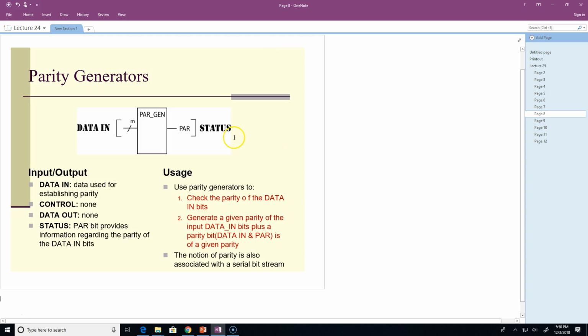Parity generators, we really didn't do that much with them. Generally speaking, you're going to look at a set of bits and tell me whether it has even or odd parity. That's kind of a parity checker. A parity generator means I'm going to add a bit, typically the parity bit, to the input bits to impose a specific parity on a set of numbers. So if I want even parity, I'm going to add the parity bit such that it makes the data input bits plus the parity bit always even. And the same with odd: if I want odd parity, I add a parity bit such that the data input plus the parity output is always odd.